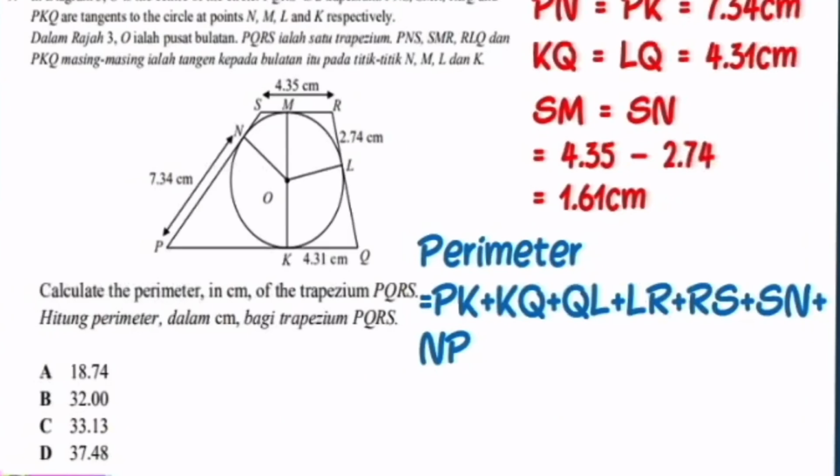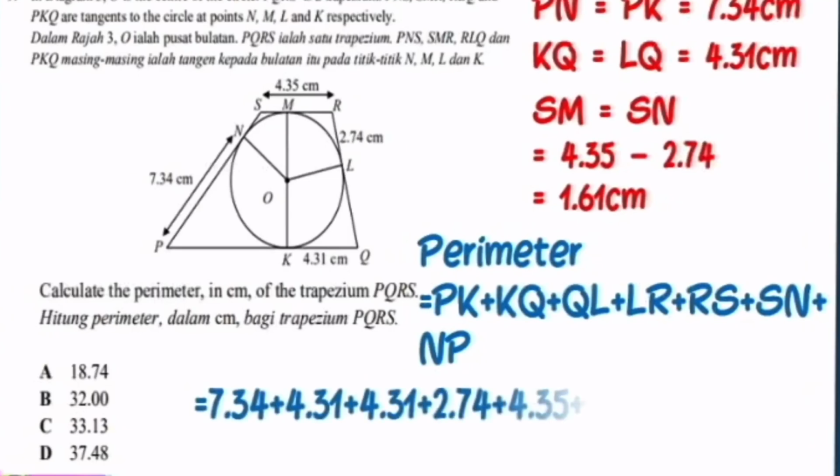Alright, because MR is equal to 2.74. You understand? MR is equivalent to RL, and SM is equivalent to SN. So if you take 4.35 minus 2.74, you get 1.61.